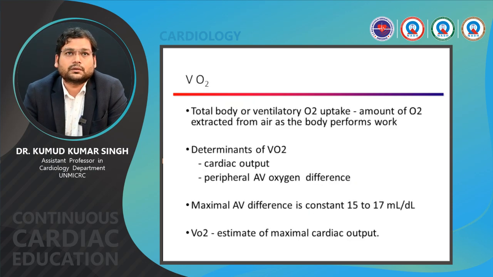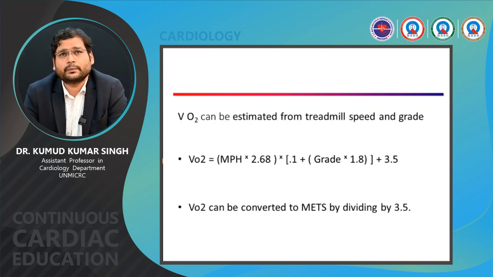So what is VO2? VO2 is the total body or ventilatory oxygen uptake, the amount of oxygen extracted from the air as the body performs work. The determinants of VO2 are principally the cardiac output as well as the peripheral arteriovenous oxygen difference. The maximal AV difference is constant, which is 15 to 17 ml per deciliter. VO2 is the estimate of maximal cardiac output. VO2 can be estimated from the treadmill speed and grade with the following formula. VO2 can be converted to METs by dividing by 3.5.